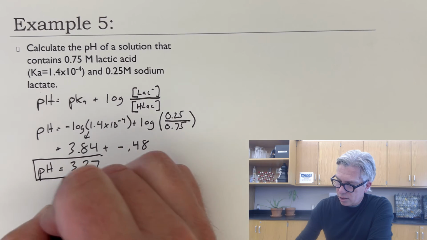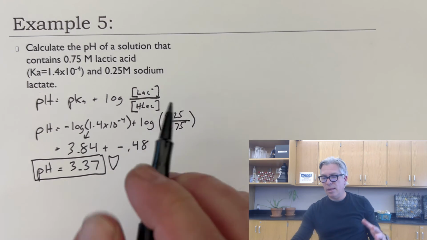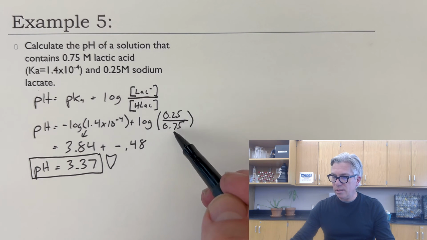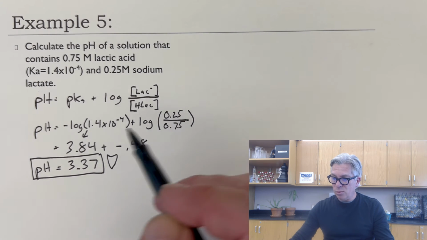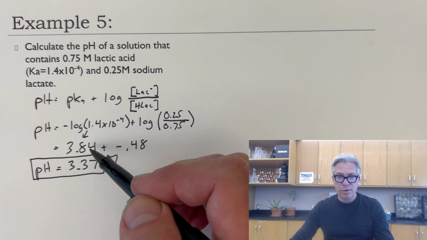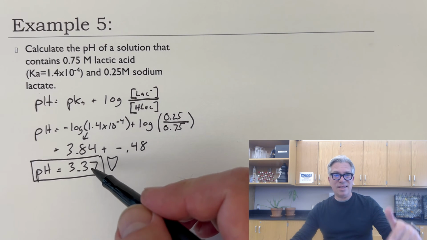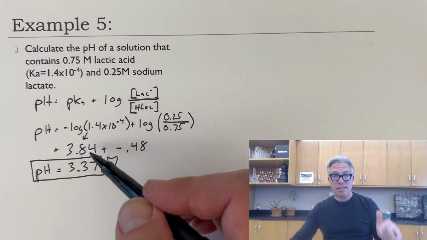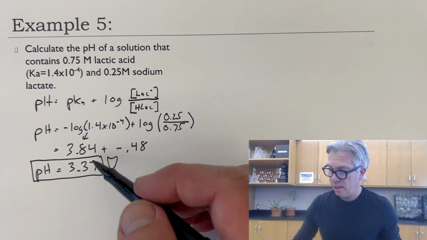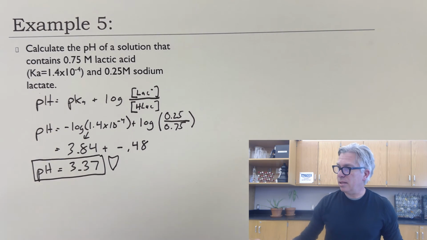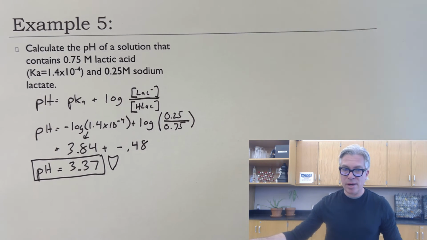All right, and you should ask yourself, does this make sense? If these two were originally the same, my pH would equal my pKa, which is 3.84. But if you notice, I have more acid than I have base, and so the pH is slightly less than the pKa, and that makes sense to me. If the base were higher, then the pH would be slightly higher than the pKa, but in this case, it's 3.37.